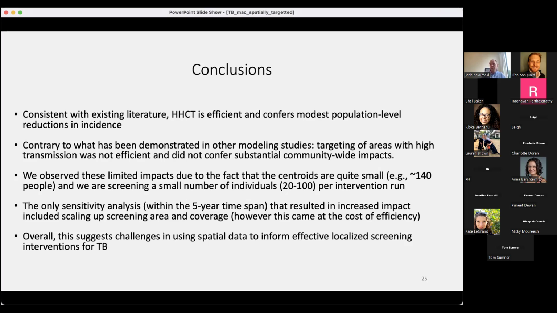So the only sensitivity analysis within the 5-year time span that resulted in an increase in impact included scaling up the screening area and coverage. But this came at the cost of efficiency. So overall, this really suggests challenges in using spatial data to inform effective localized screening interventions for TB.